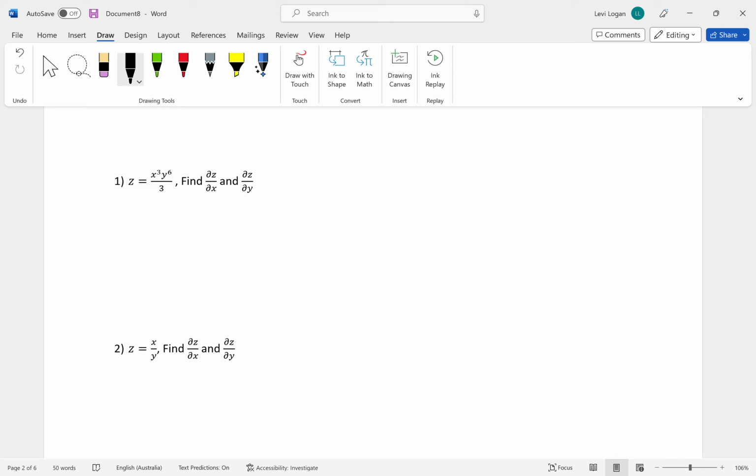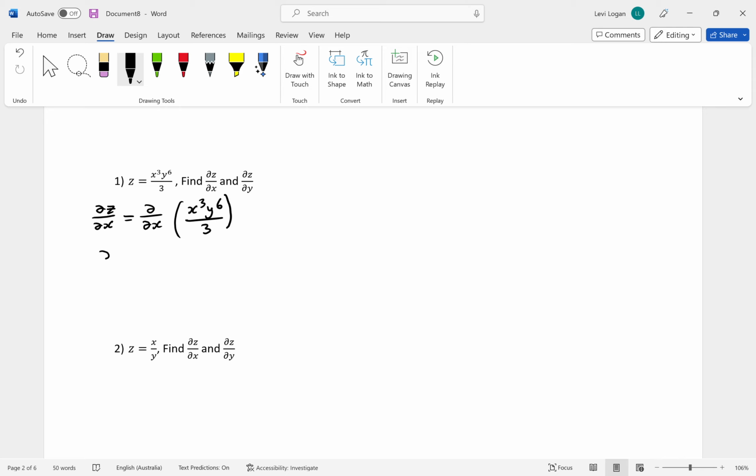Alright, let's start straight off the back. Let's do the partial derivative of z with respect to x. So we're going to write the partial derivative of z with respect to x, and we're going to differentiate. Oh, my pen didn't work. We're going to differentiate this entire thing with respect to x. And we're going to treat y as a constant, okay? Because we're taking the partial derivative with respect to x, okay?